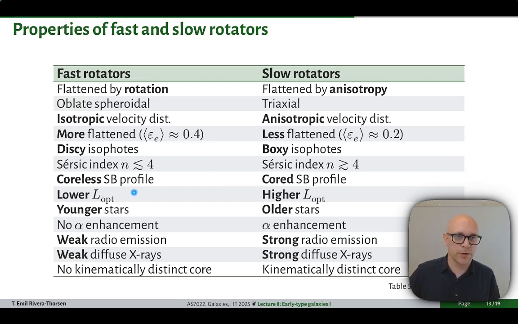The fast rotators have lower optical luminosity, younger stars, no alpha enhancement, weak radio emission, weak diffuse X-rays, and no kinematically distinct core. Whereas slow rotators often can have the kinematically distinct core that we saw before, which was kind of either counter-rotating or rotating at an angle from the rest of the galaxy, and they will have stronger diffuse X-rays, stronger radio emission, and so on. We will get back to some of these things at a later point when we're talking about the ISM of elliptical or early type galaxies.